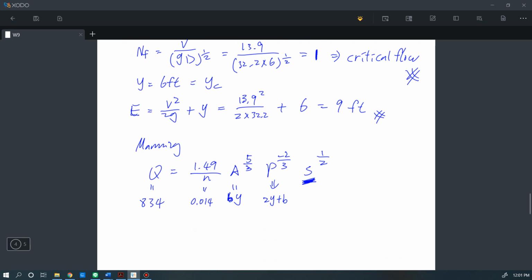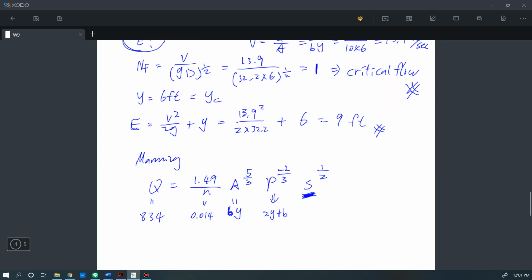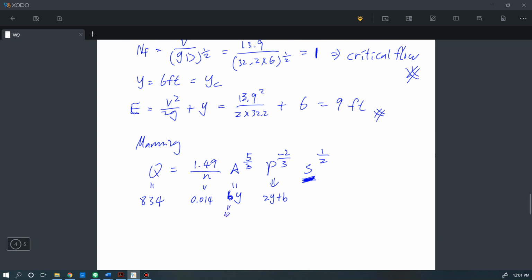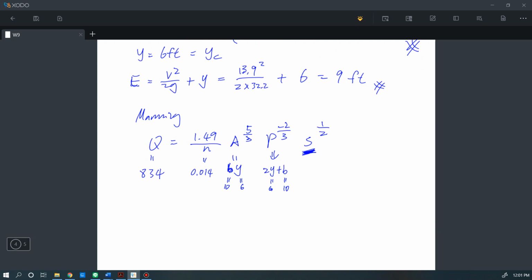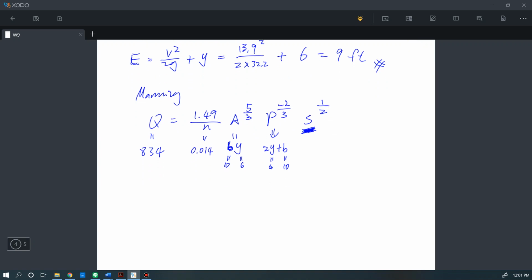Okay, and you know B is 10 feet, Y is 6. So basically you have all the numbers that you need to plug into this equation, and the only unknown variable is the slope. So you use this equation, then you can solve that the slope is equal to 0.00448.